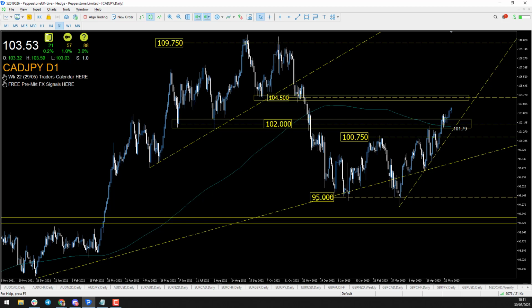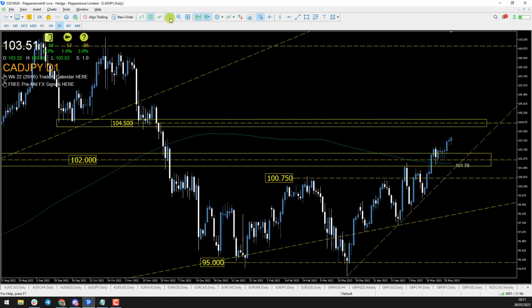So what we've seen recently for the price of CAD yen is that we've traded above the 200 daily moving average here. Let me just zoom in slightly so you can see that a little bit better. We've traded above that 200 moving average, above the 102 zone. We've consolidated in here, and then we had a breakout. So that breakout is telling me that buyers are wanting to push prices to the upside here. The next level for price to target is around about this 104.50.